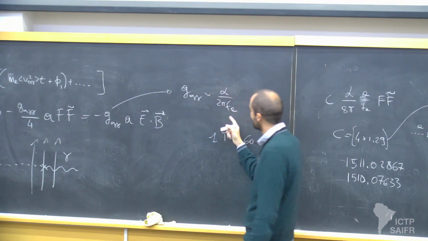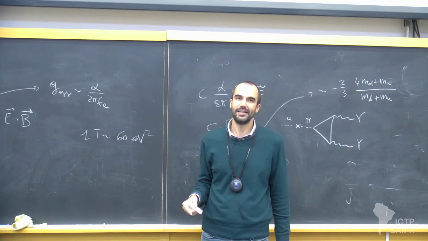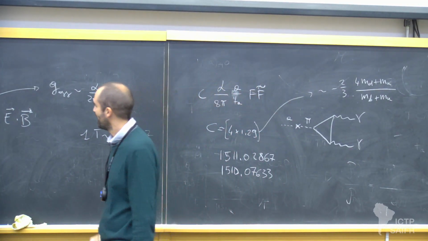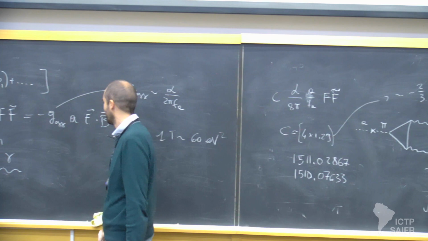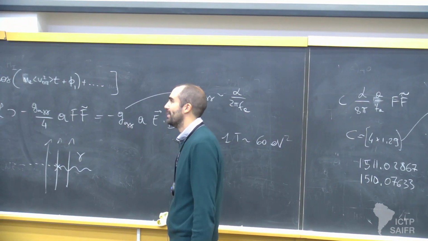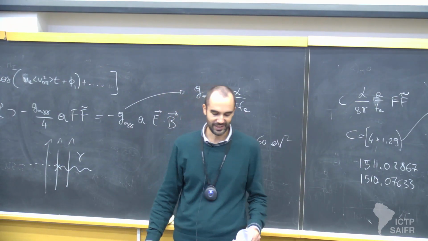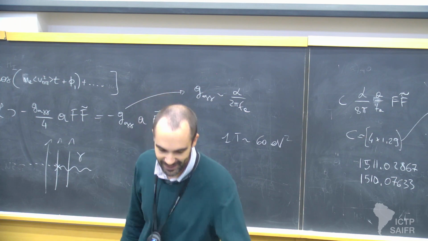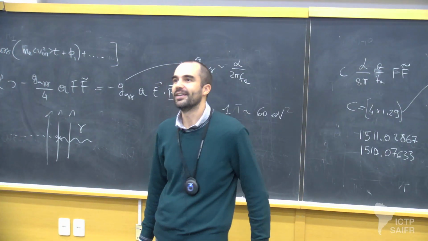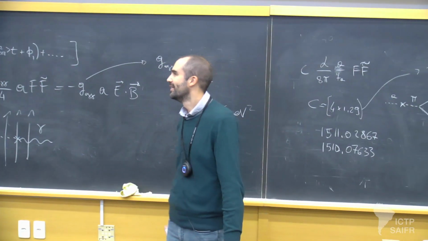So if you compare these couplings with the largest fields that we can build in the laboratory, you will understand why it's extremely challenging to look for these particles. But if I have to describe all experimental ideas to look for the axion coupling to electromagnetism in 30 seconds, here it is.